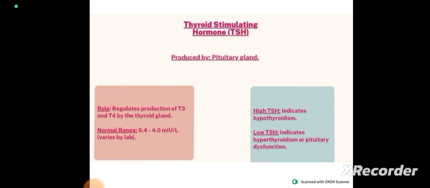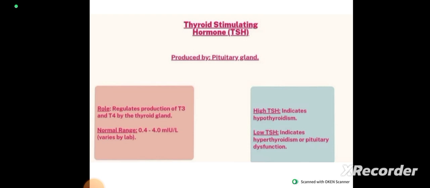The normal range is 0.4 to 4.0 mIU per liter. I will confirm the units again and comment on it in the comment section, so don't worry about the unit and normal ranges of these hormones.